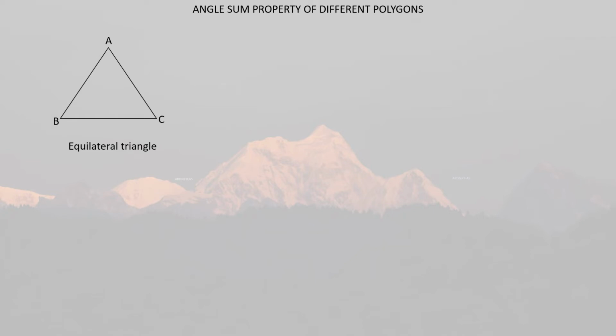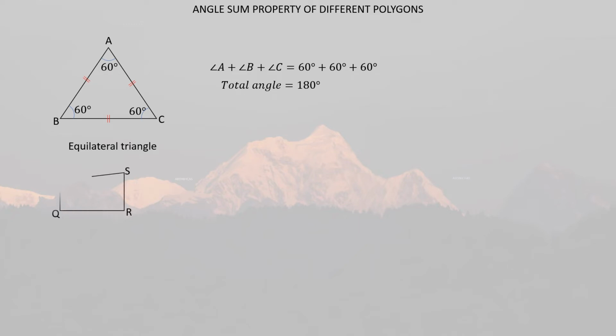So, an equilateral triangle has all sides equal, and each angle measures 60 degrees, meaning angle A plus angle B plus angle C is equal to 60 degrees plus 60 degrees plus 60 degrees. So the total angle is equal to 180 degrees. We can see that the angle sum property of a triangle is 180 degrees.